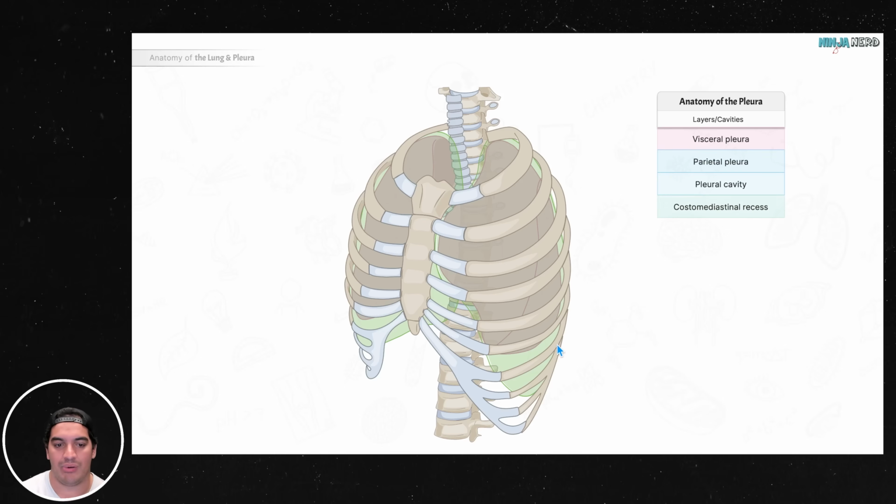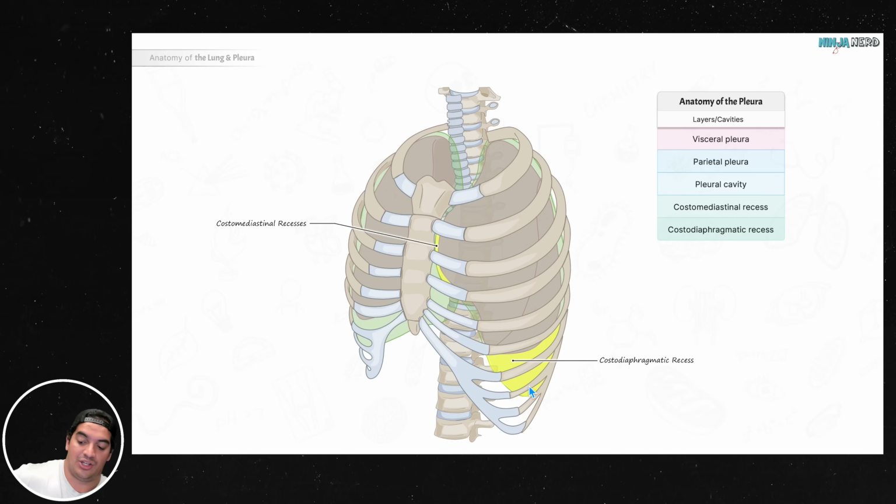If you can appreciate here in green, there's a costomediastinal recess. That's one, but here's the really important recess I want you to think about. It's down here, and this is called the costodiaphragmatic recess. Sometimes when people get what are called pleural effusions, fluids that accumulate in larger amounts in the pleural cavity, they tend to sit down there in that recess.